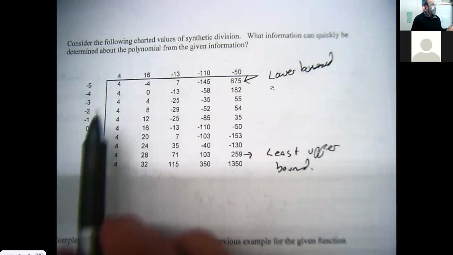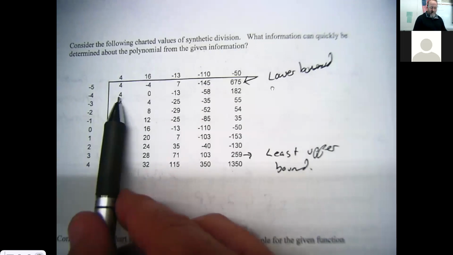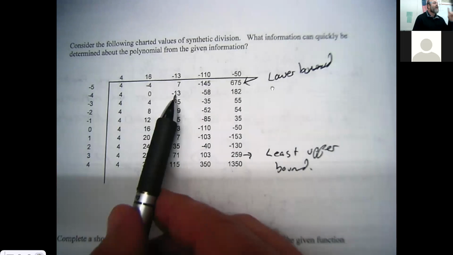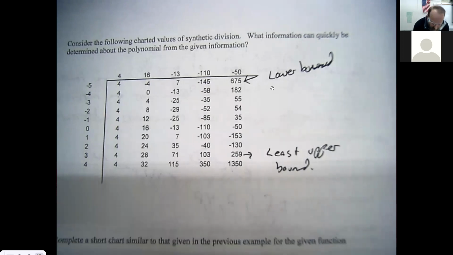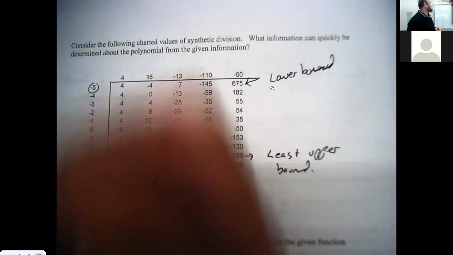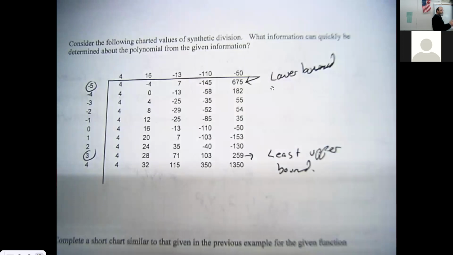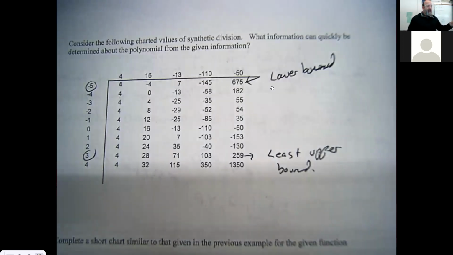So when I look at it, is it positive or 0? Yes. Is it negative or 0? Yes. Is it positive or 0? No. Did it alternate? No. So what that tells me is that if you looked at this big nasty thing, all of the roots are somewhere between negative 5 and positive 3.